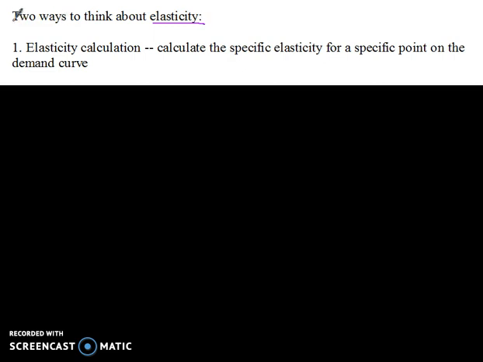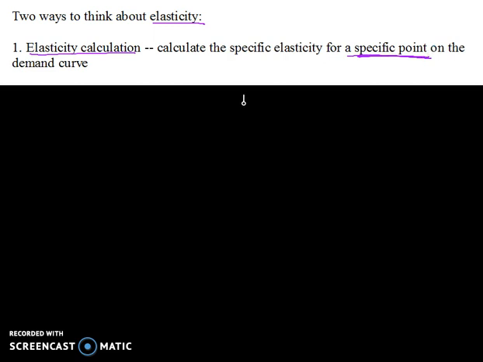There's two ways to think about the concept of elasticity. Number one is to actually do an elasticity calculation, and that's what I did on some of the previous elasticity videos. We calculated the elasticity for specific points on a demand curve, and we said whether the answers were elastic or inelastic or unit elastic and so on. We talked about those on previous videos.